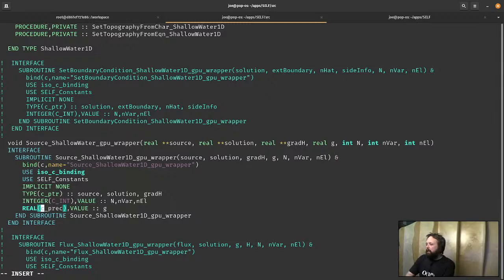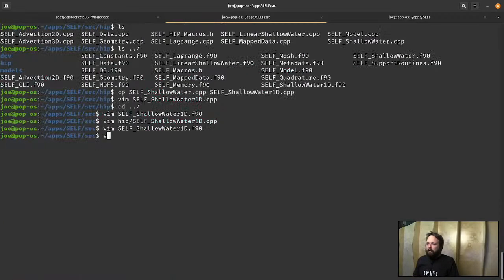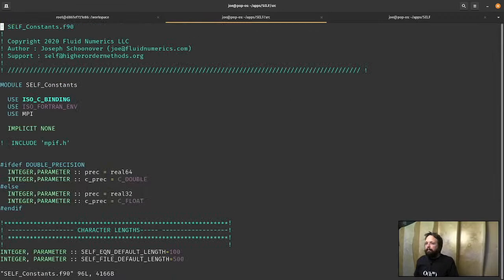Now, there's a little bit of a hitch with doing floating point values. SELF is set up to allow the person who's building the code to toggle between double and single precision. And if I go to the SELF constants class, you can see how that's done. There's a C preprocessing flag that can be defined called DOUBLE_PRECISION, and it will set prec equal to real64 from ISO_FORTRAN_ENV on the Fortran side, and on the C side it'll set c_prec to c_double. If it's undefined and we're doing single precision, prec is going to be real32, and c_prec is going to be c_float.